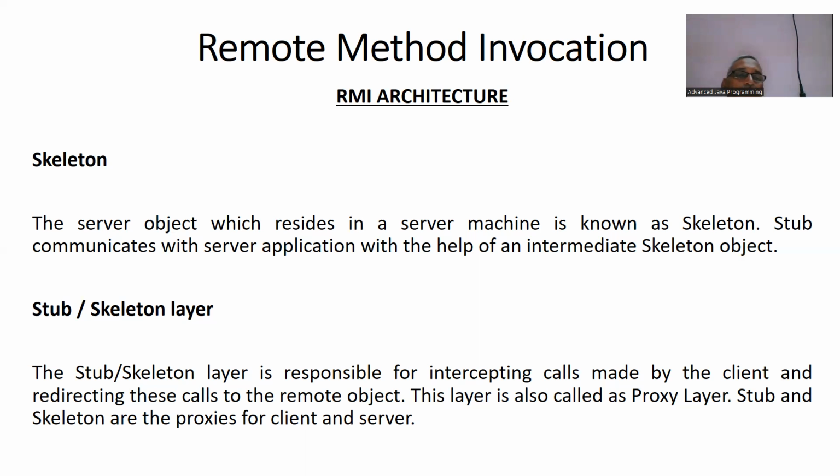Next thing, stub or skeleton layer. The stub or skeleton layer is responsible for intercepting calls made by the client and redirecting these calls to the remote object. This layer is also called the proxy layer. Stub and skeleton are the proxies for client and server. The stub and skeleton objects are like an interface between applications and the rest of the RMI system. This layer's purpose is to transfer data to the remote reference layer by object serialization.